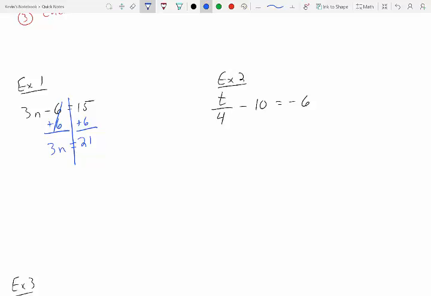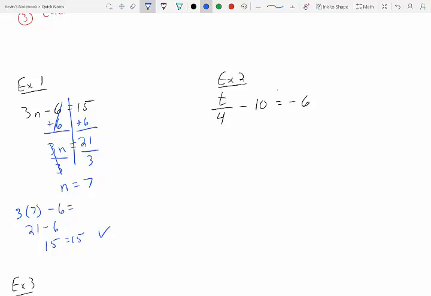And then my next step is to reverse multiplication. So I divide by whatever number is next to the variable. In this case, 3. So n equals 7. If I wanted to check this, I can just replace 7 in for n in the original equation. So 3 times 7 minus 6. And let's see if it equals 15. We get 21 minus 6. We get 15 equals 15. Good. So we know it works.